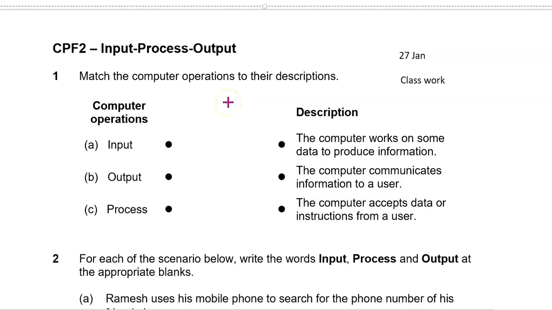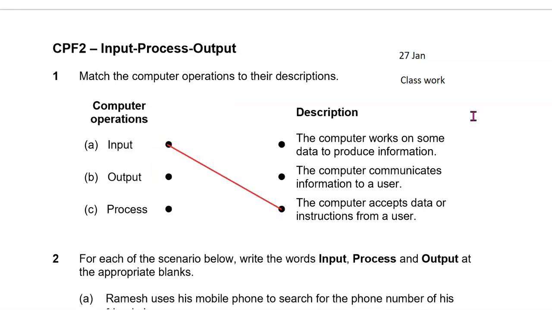So like what we went through just now, input is when we enter information to the computer. Which also means that the computer will accept information from us. Okay. So for input, this is the answer. For output, the computer will communicate the information to us. So this would be the direct link here.